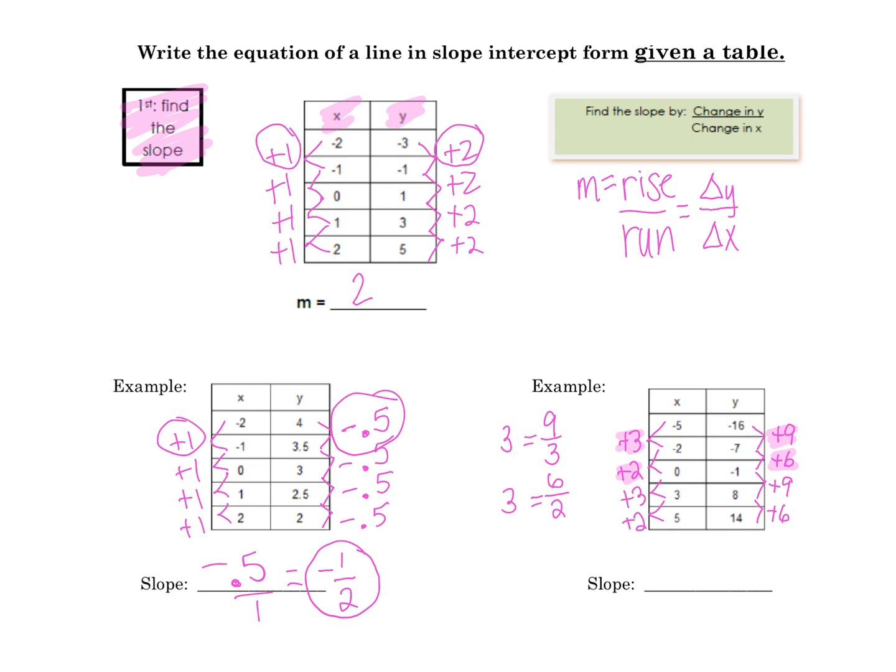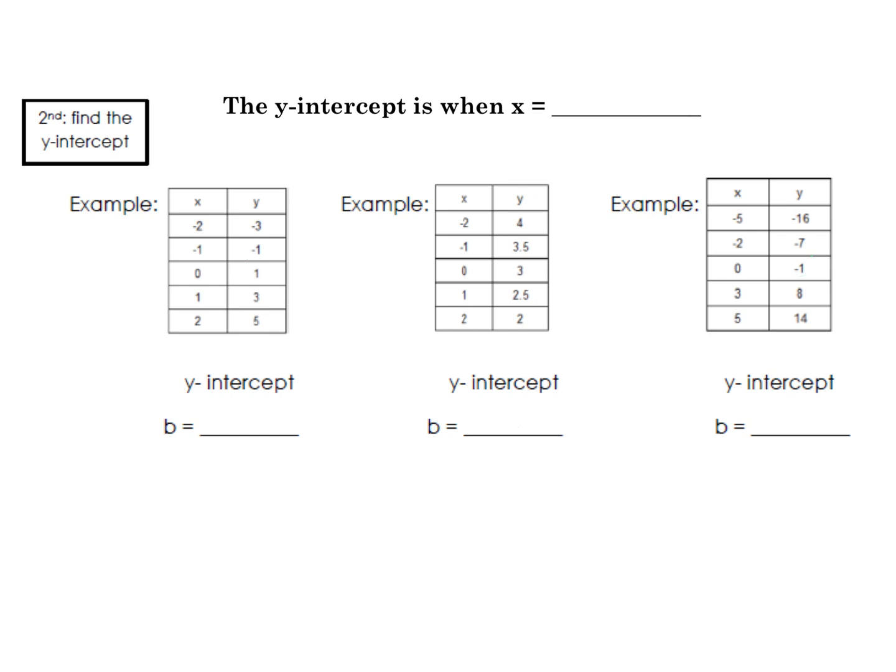Okay, let's check the next one. Well, the next one would be 9 over 3, which is the same thing as this one. And then the next one would be 6 over 2, which is the same thing as this one. So we can see real clearly that our slope is 3. So you have to be careful. If the numbers are not matching up, that's okay. Keep going and then compare them line by line to see if the change in y over change in x is the same.